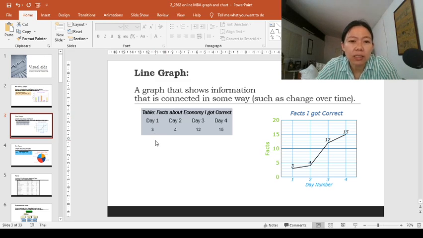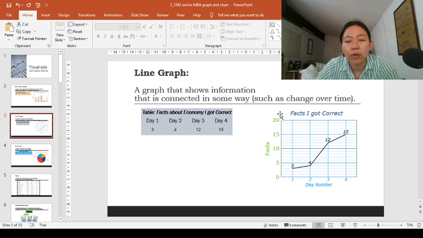On day one, I got 3 questions right. And then on day 2, I got 4 facts about economy right. And on day 3, I improved quite a lot. I got 12 answers right. So here, I use the line graph to plot my progress.